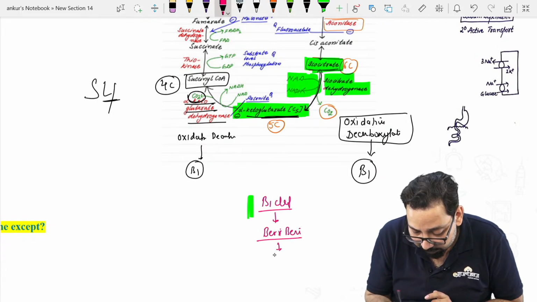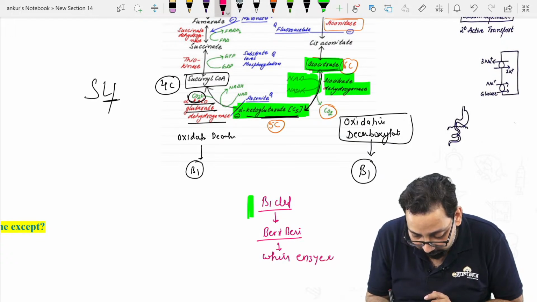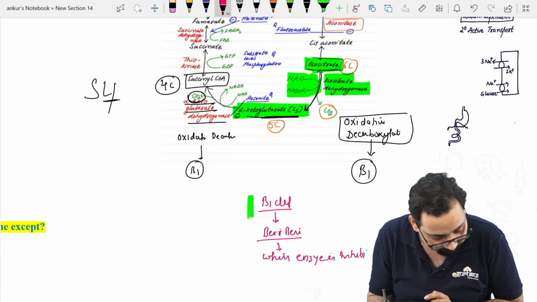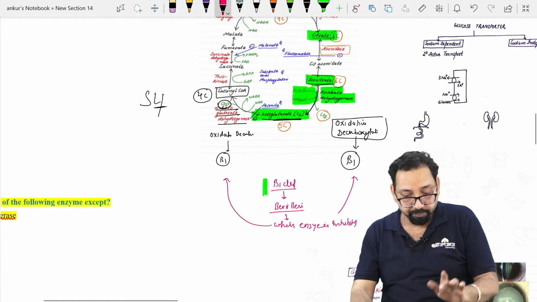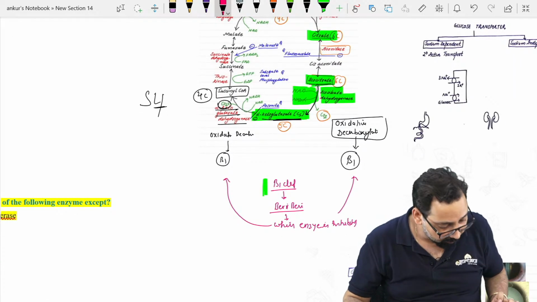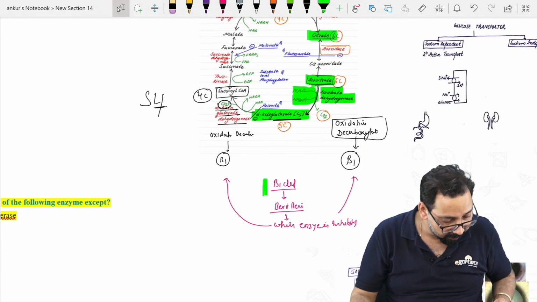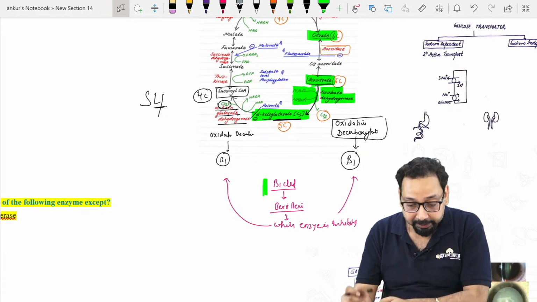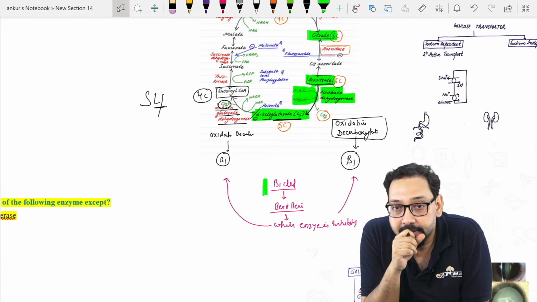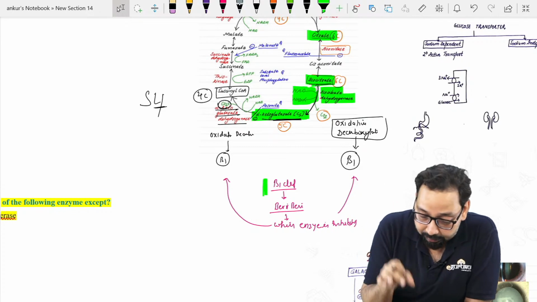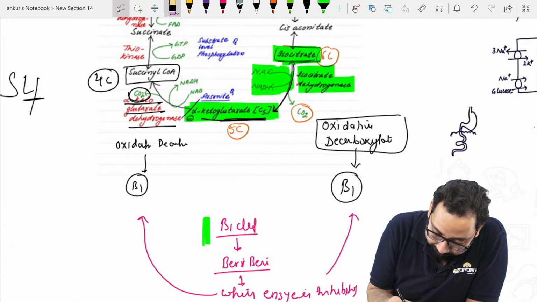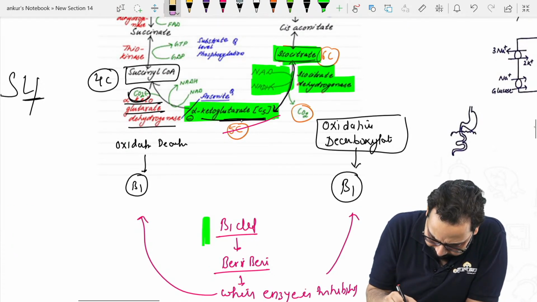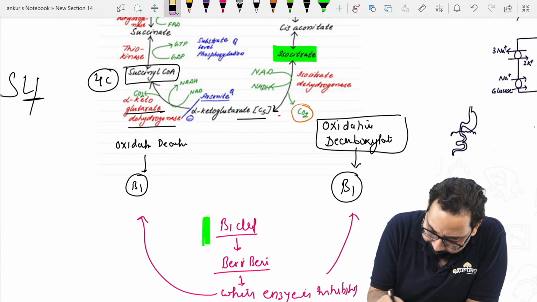Which enzyme is responsible? Which enzyme is inhibited? This one or this one? Yes, please do reply. This question has been asked. Beriberi, B1 is deficient, which enzyme is inhibited? Yes, alpha ketoglutarate dehydrogenase. Meanwhile, I am getting your answers. I am explaining a very frequently asked question.